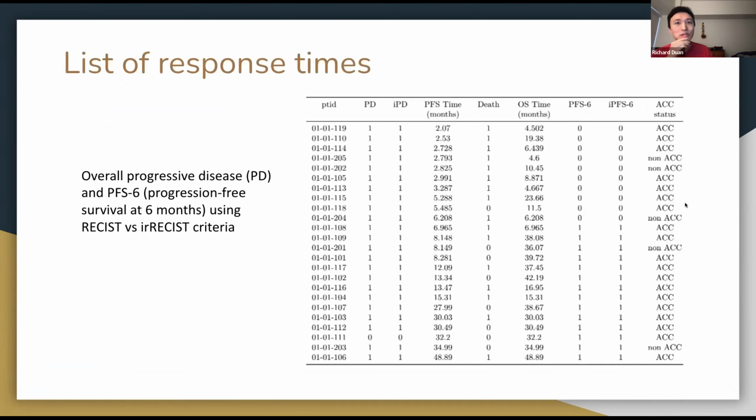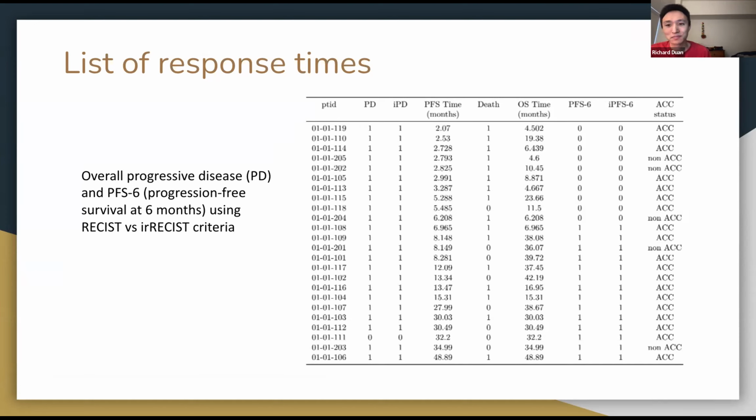So this is a list of the response times that they had. Progressive disease, actually no, 23 of the 24 patients had progressive disease, but one of them did not. They remained, I believe, stable throughout. And then looking at progression-free survival death in the middle column, and then progression-free survival at 6 months, using the RECIST and iRECIST criteria.